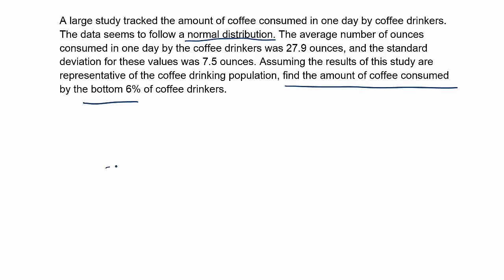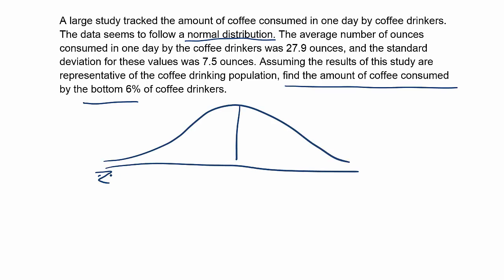Okay, let's draw a bell curve as a visual aid, and we'll label a z-axis centered at 0 and an x-axis centered at the mean, which is 27.9 according to the problem. And then we'll label the standard deviation up here as 7.5.